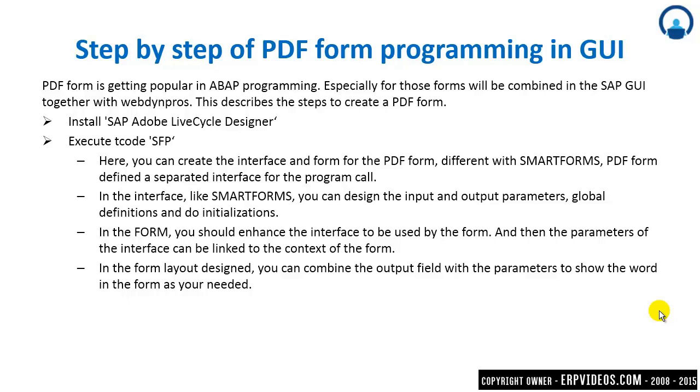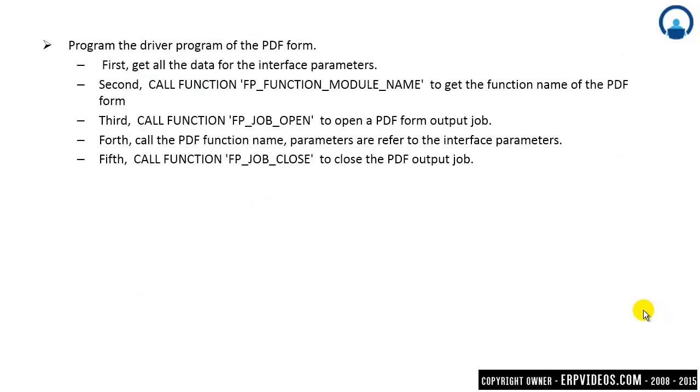under that PDF document. So once we design the form, next we will program the driver program for that PDF form. Under the driver program, first we'll have to get all the data of the interface parameters. Then the second step is we'll have to call the function module FP_FUNCTION_MODULE_NAME to get the function name of that PDF form, similar to the smart form.